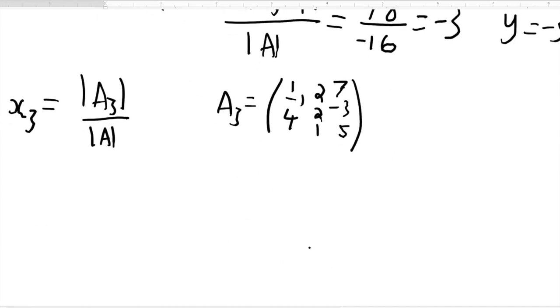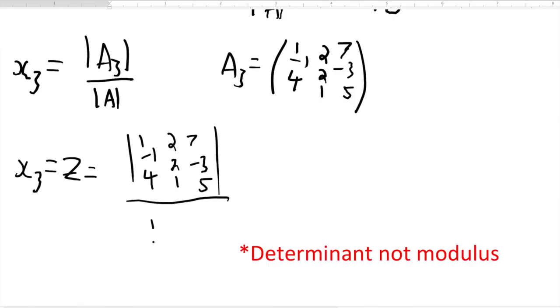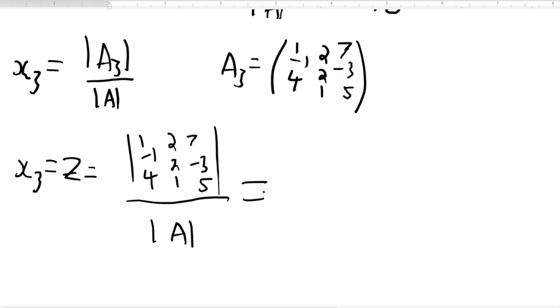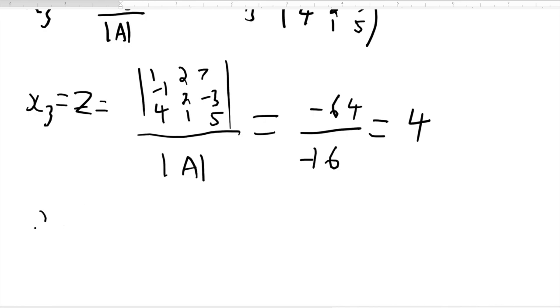And so x3, which is equal to z, will be equal to the determinant of 1, minus 1, 4, 2, 2, 1, 7, minus 3, 5, divided by the determinant of A. That's just going to be equal to, so minus 16 on the bottom, then on the top we'll have minus 64, and this is just going to be equal to 4. And so we get in the end that our solution is x equals 1, y equals minus 3, and z equals 4.